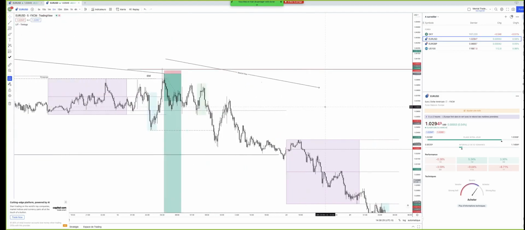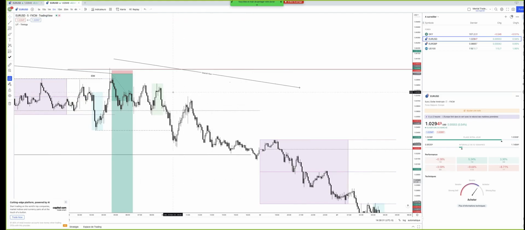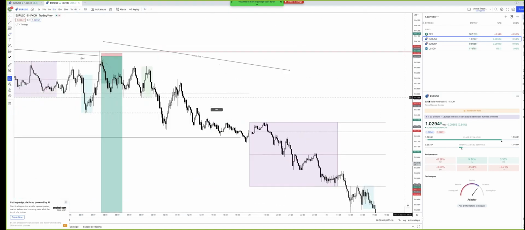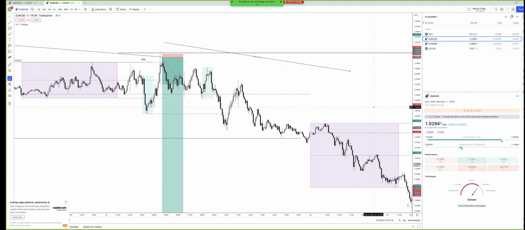It's good, but for me the only valid one will be here. This is not good. The only valid one is here, because price induced this POI. Where is the liquidity on this POI? Nothing. This POI was induced by this liquidity, all the time the price.